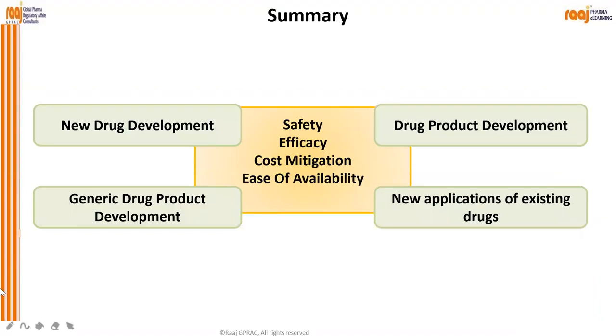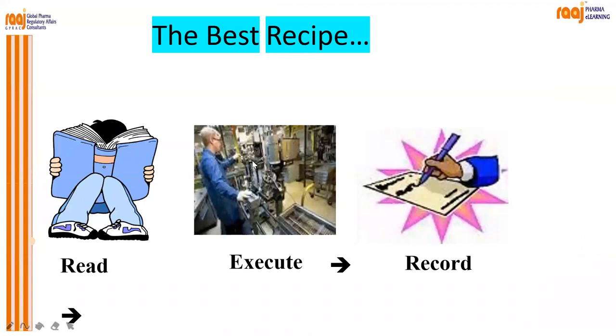So here also you have to give the same kind of summary, the product development and the generic drug development, new drug development, everywhere: safety, efficacy, cost mitigation, ease of availability. For everyone, like ANDA, NDA, BLA, NADA, everywhere, you have to talk about safety, quality, efficacy, and how you can provide more benefit to the patient, correct? And how you can make the drug easily available.